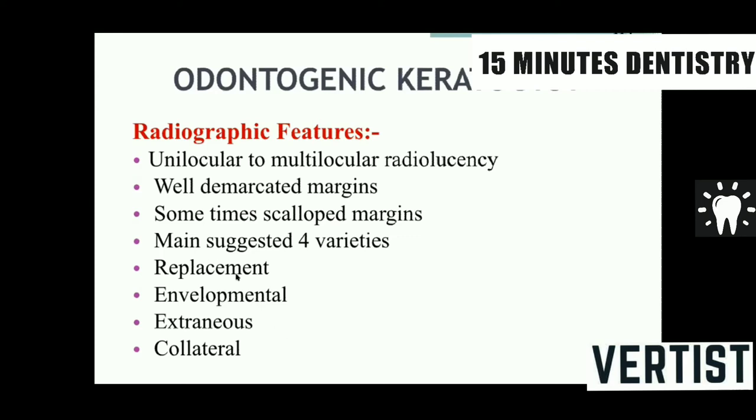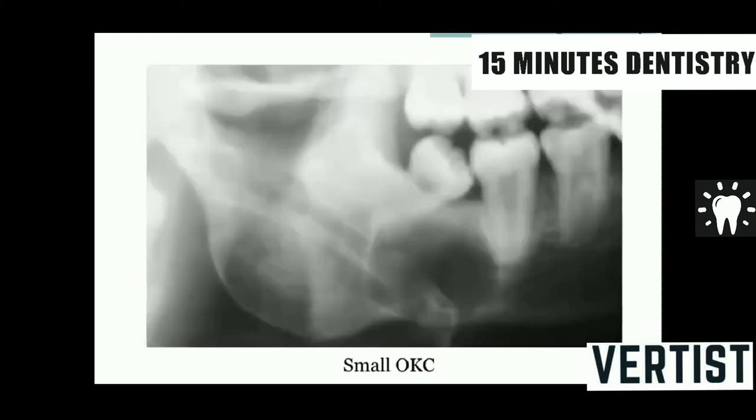and the radiographic variants of this cyst are replacemental: when the tooth is missing and the cyst develops in place of the tooth, it is called the replacemental type. The envelopmental type is the cyst which envelops the erupting tooth. The extraneous type of OKC develops in the ascending ramus, that is, out of the tooth bearing area, and the collateral odontogenic keratocyst develops between the roots of adjacent teeth. That's why it is called collateral.